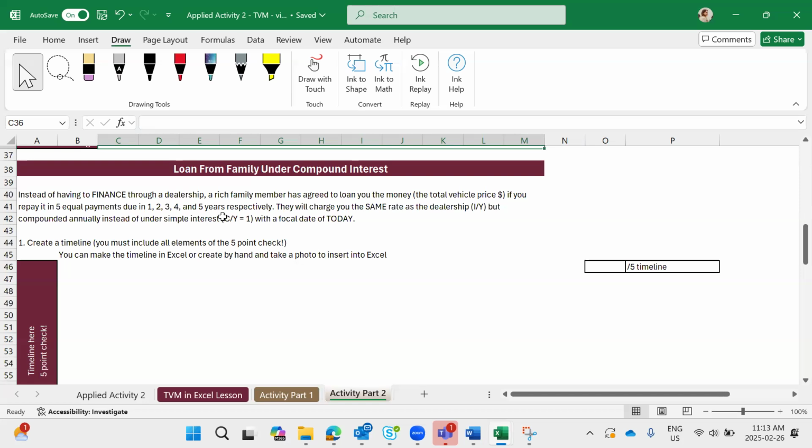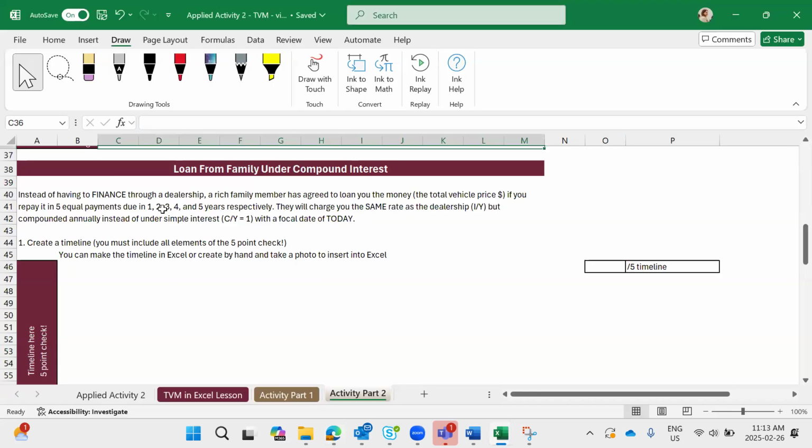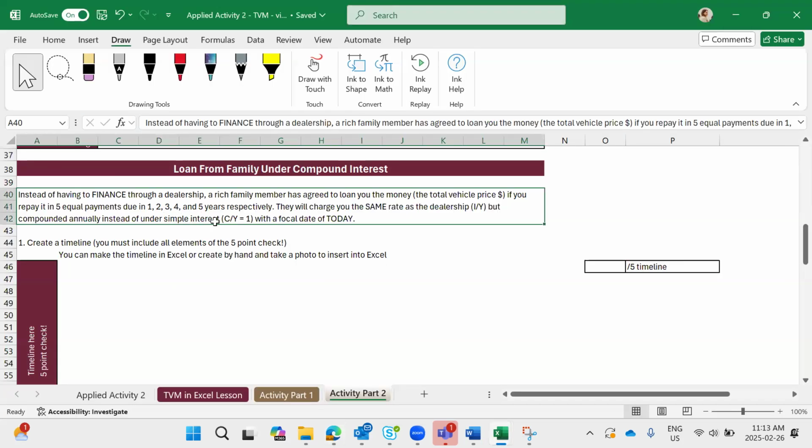So the family member says you have to repay the cost of the vehicle. So for me, if I was looking here, it would be this one, $69,173.04. I'd have to repay that cost of the vehicle in 5 equal payments in 1, 2, 3, 4, and 5 years. Because I don't know the size of the payment, this is the type of question where you'll have 5 X's. We did some in class where we had 2 X's that you had to solve for. This one you'll have to have 5 different X's and solve for what that X value is.